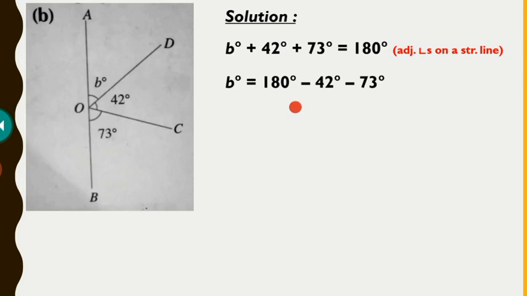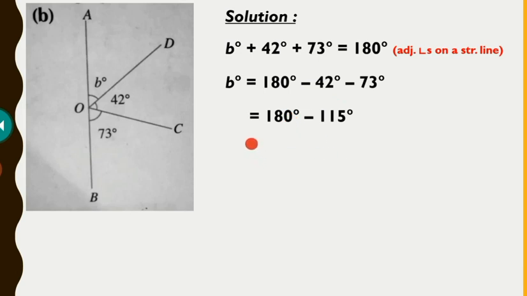When we do the operation between minus 42 degrees and minus 73 degrees, it will become minus 115 degrees. Okay, we can say that 115 degrees, as 42 plus 73 is 115, and 73 is the greater value, so the negative sign is present in the answer.